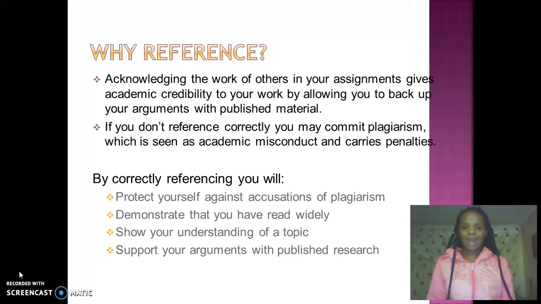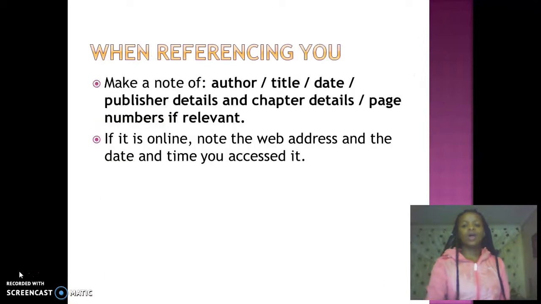What do I mean by that? By correctly referencing, you will protect yourself against accusation of plagiarism, demonstrate that you have read widely about the topic at hand, show your understanding of the topic, and support your arguments with published material.